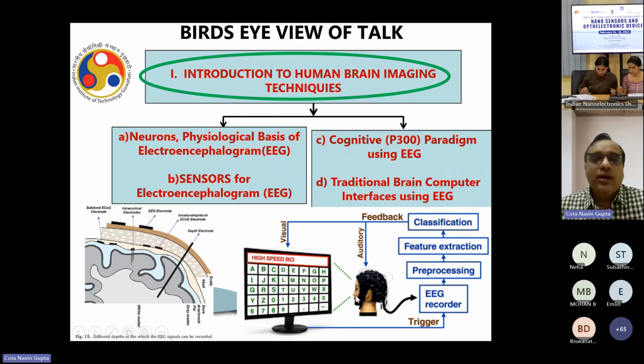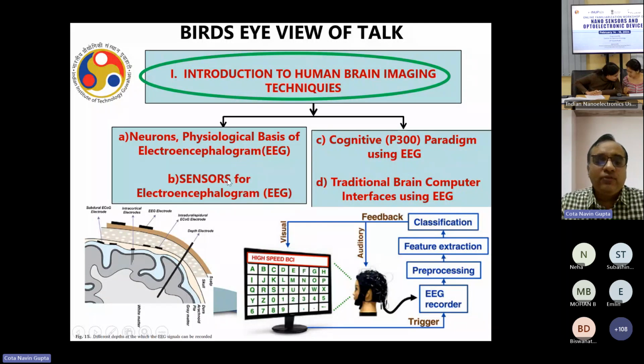Okay, so this is going to be the bird's eye view of my talk. I'm going to introduce to you the human brain monitoring techniques which are currently used. After introducing a few modalities, that is the brain monitoring techniques, we will pick one modality, one monitoring technique, which is electroencephalogram. And we will go in depth into the biophysics and the principles of the physiological basis of electroencephalogram recording.